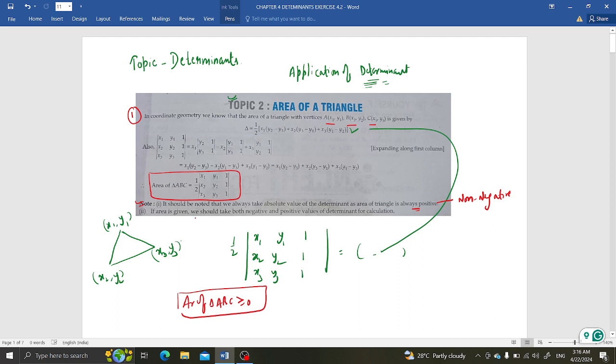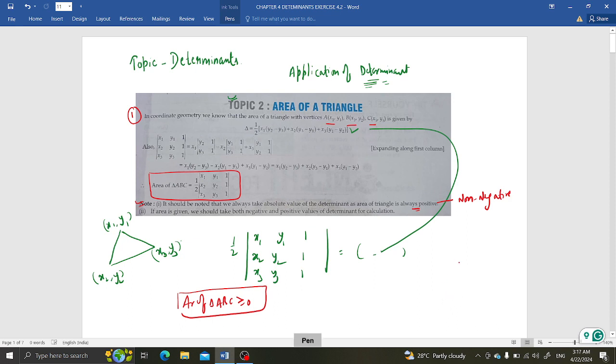Two possibilities: if the area is given, we should take both the negative and positive value of the determinant for calculation. If the area of the triangle is already given in the question, say the area is 6, then we need to use 6 as well as minus 6 for the calculation. I'll tell you where to use this 6 and minus 6.